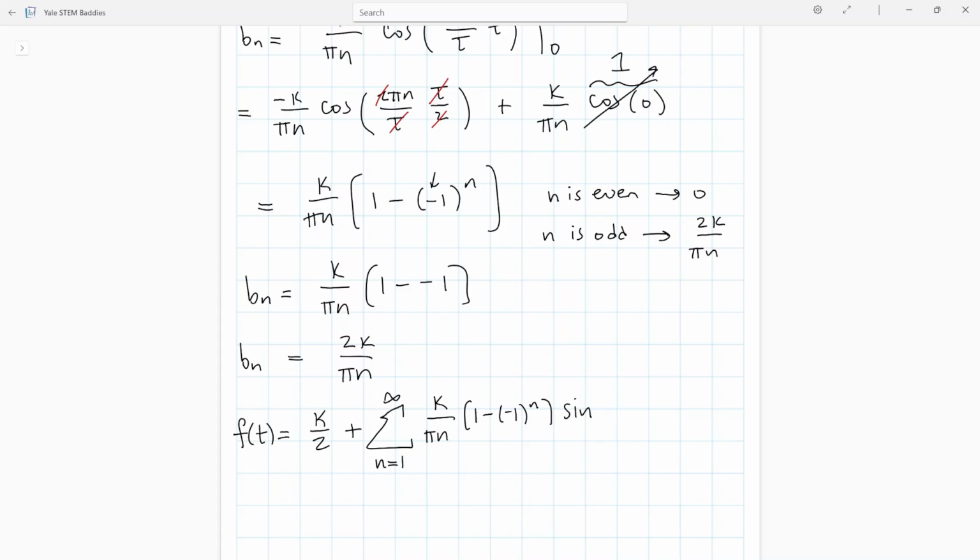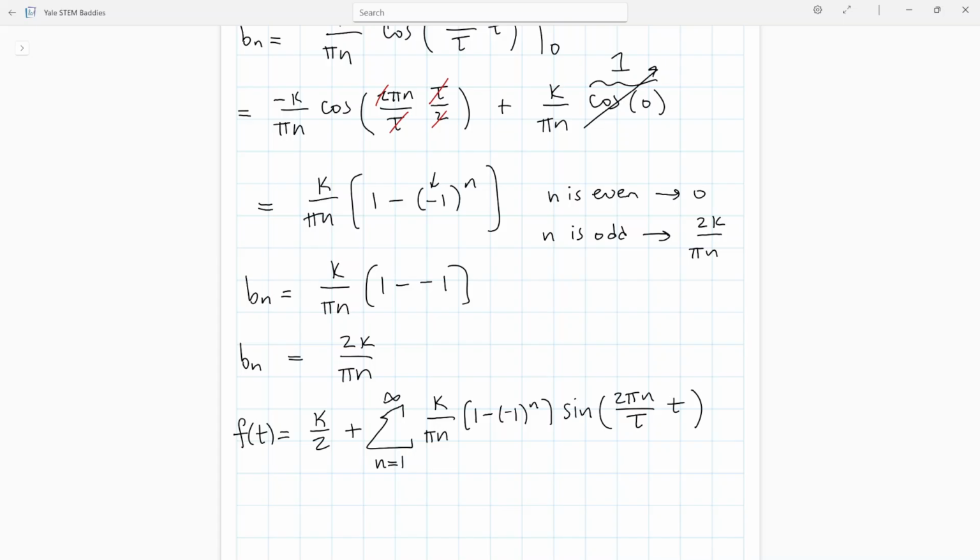And then this is all going to be multiplied by sine of n times the fundamental frequency times t. But again, let's remember to write in the real definition of the fundamental frequency, which is 2 pi over big T. Sorry, I'm being kind of weird about the notation. Let's just put the 2 pi in the front. So this is our Fourier representation.